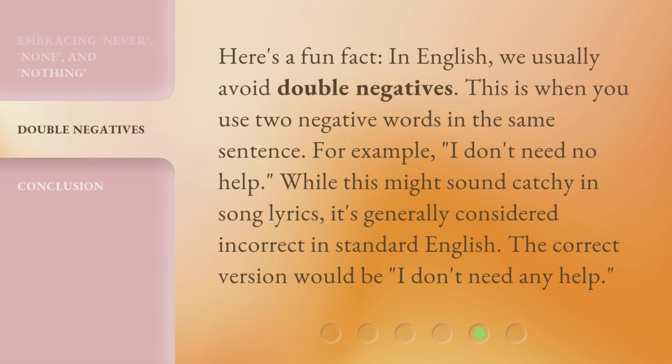Here's a fun fact. In English, we usually avoid double negatives. This is when you use two negative words in the same sentence. For example, I don't need no help. While this might sound catchy in song lyrics, it's generally considered incorrect in standard English. The correct version would be, I don't need any help.